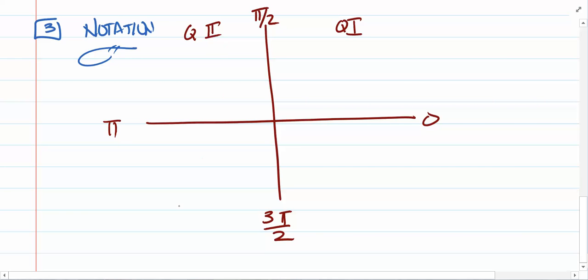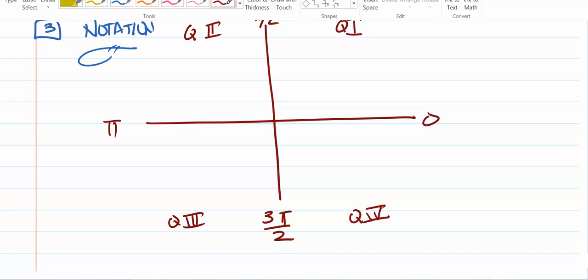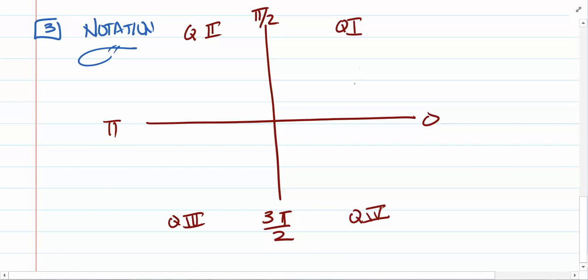Quadrant 2. Where's quadrant 3? Below bottom left. Good. And then finally quadrant 4 is over here, right? Okay, good. Now, inside quadrant 1, if I was going to draw an angle in quadrant 1, which two angles is it guaranteed to be between? Look on the picture. Between 0 and pi over 2.